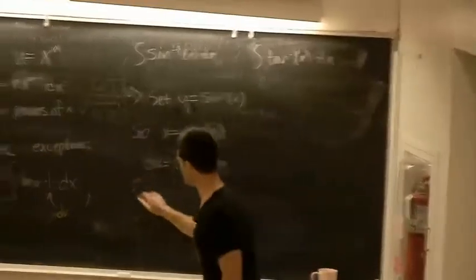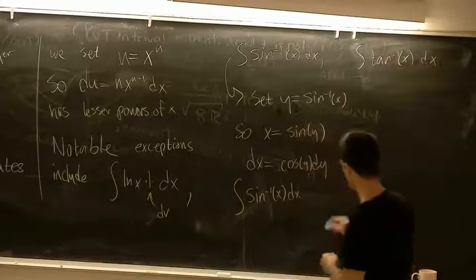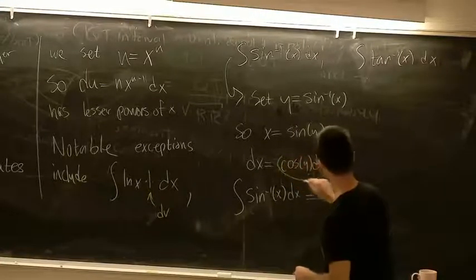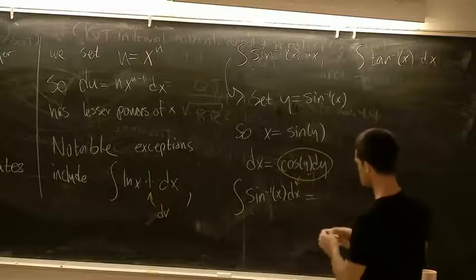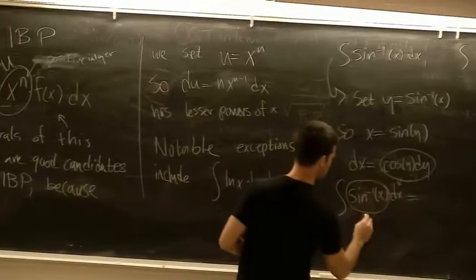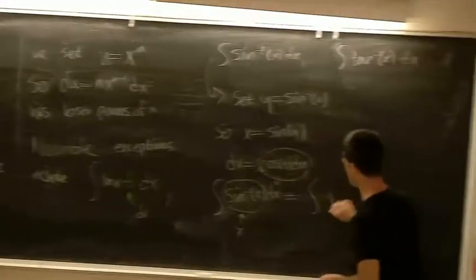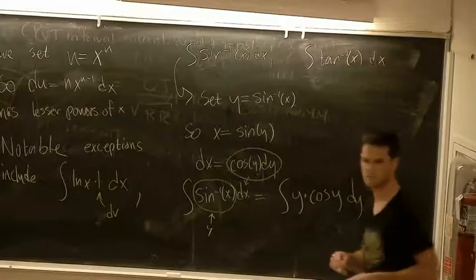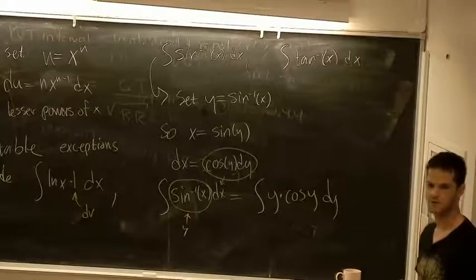And then the integral: I'm going to plug in for dx, and this is my y. So I get the integral of y times cos y dy. And now it looks like a good candidate for integration by parts.